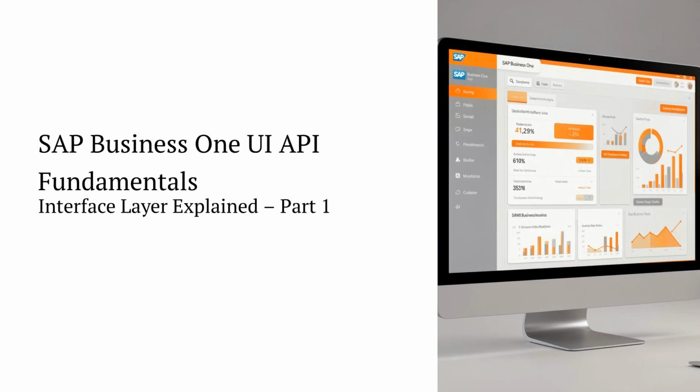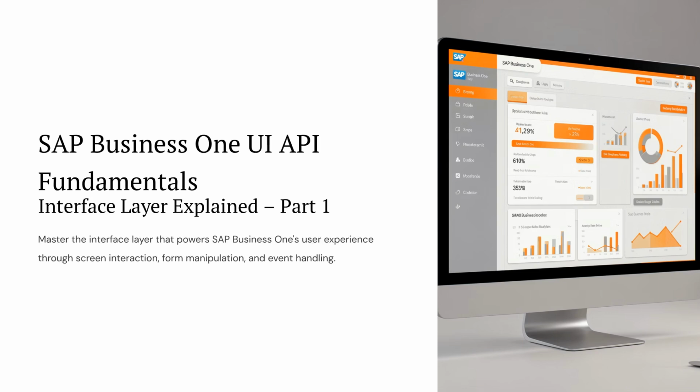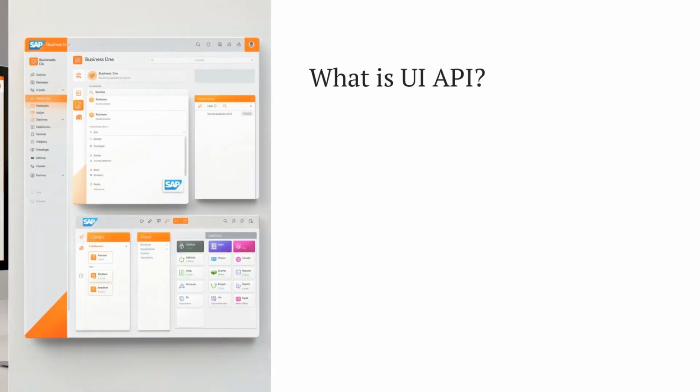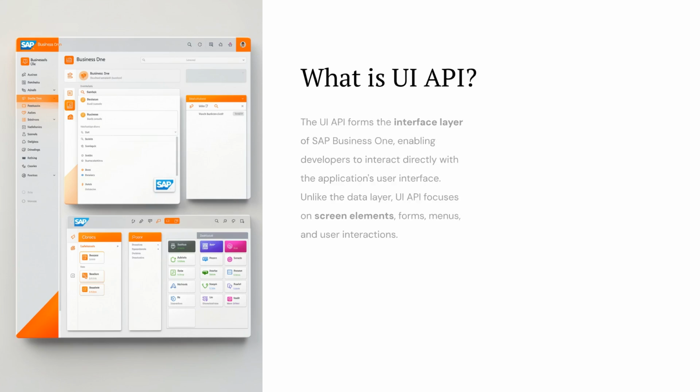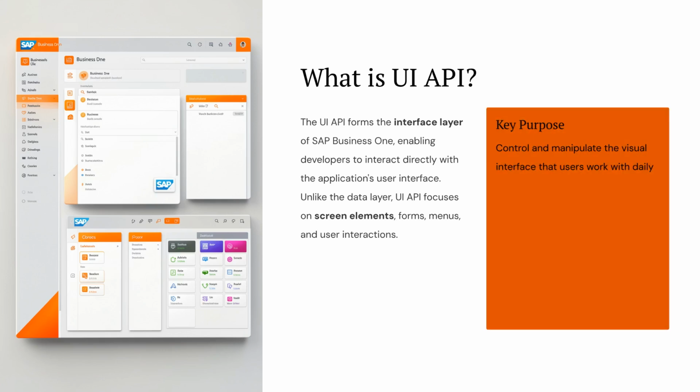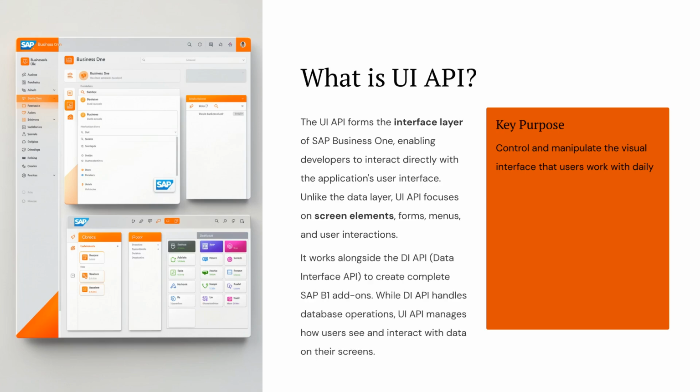Welcome to this video on SAP Business One UI API Fundamentals. Here, we'll master the interface layer that powers SAP Business One's user experience through screen interaction, form manipulation, and event handling. What exactly is the UI API? It forms the interface layer of SAP Business One, allowing developers to interact directly with the user interface. Its key purpose is to control and manipulate the visual interface that users work with daily. It focuses on-screen elements, forms, menus, and user interactions.